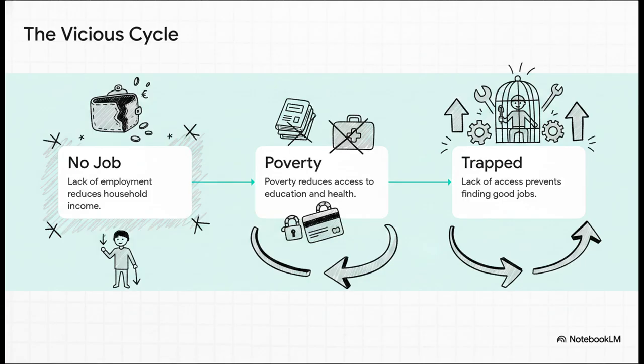This sudden poverty immediately chokes off the family's access to quality education, healthcare, transportation, and credit. And because they're stripped of those basic capabilities and social networks, they are then locked out of securing good jobs in the future. Lack of jobs creates poverty, and poverty prevents future employment.